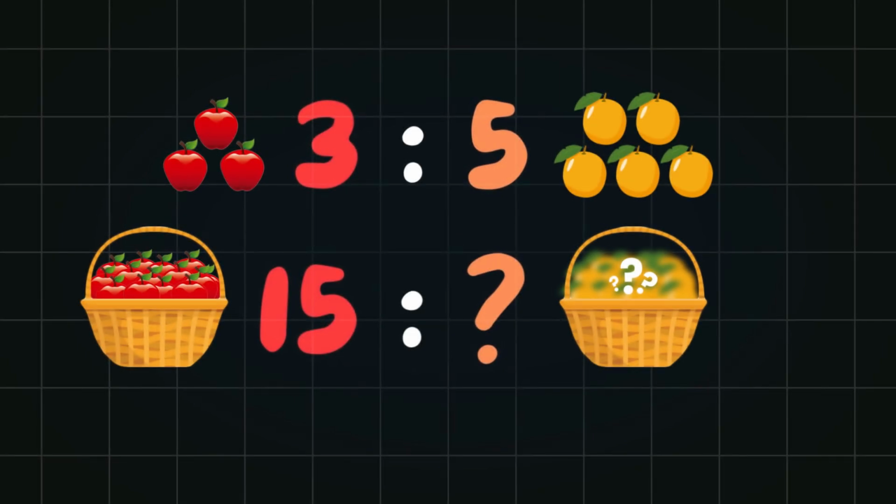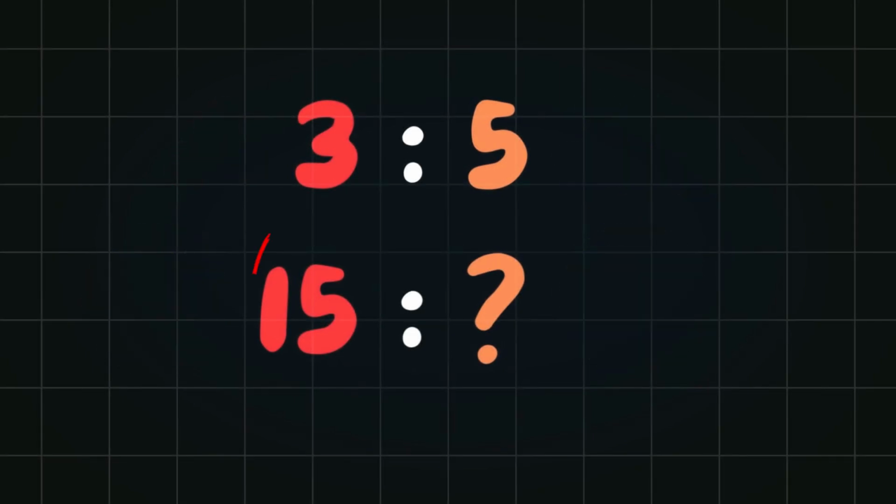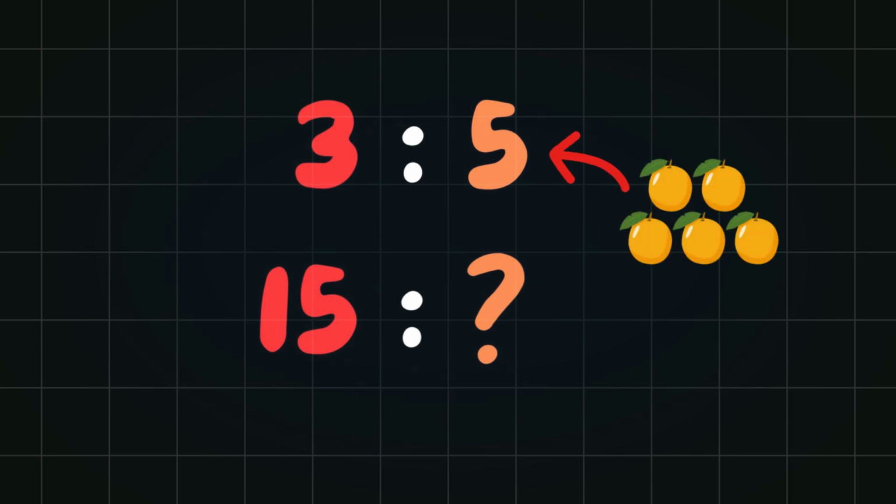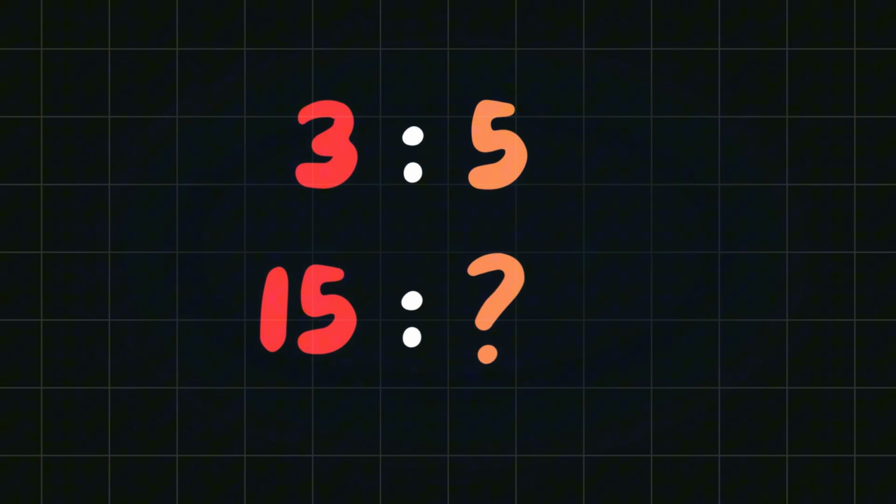Let's solve this problem. It's telling us, since there are 15 apples, how many oranges are in the basket. So the ratio is 3 to 5, apples to oranges. That already tells us the order. It tells us the number on the left side, which is 3, represents the apples, and 5, the number on the right, represents the oranges, because it says apples to oranges, aka 3 to 5, okay? And that's the value, 3 to 5.